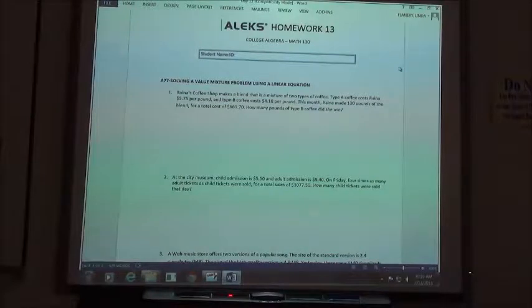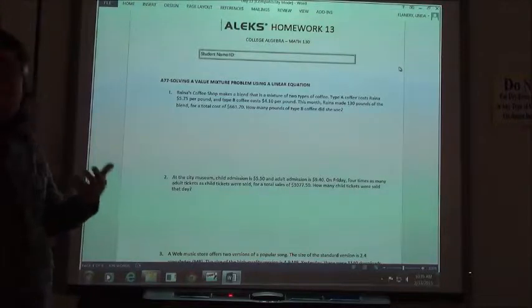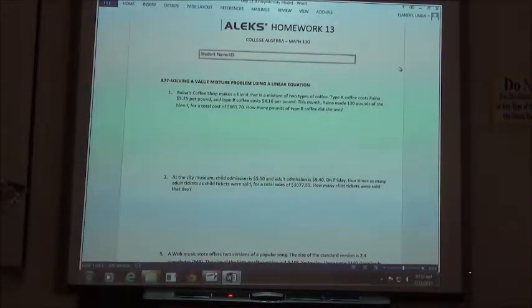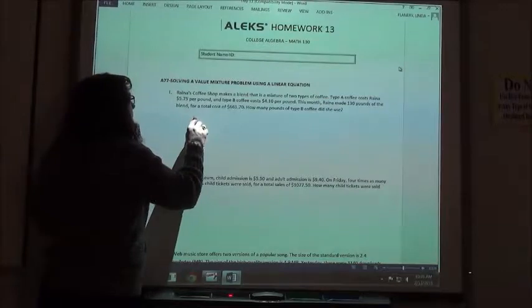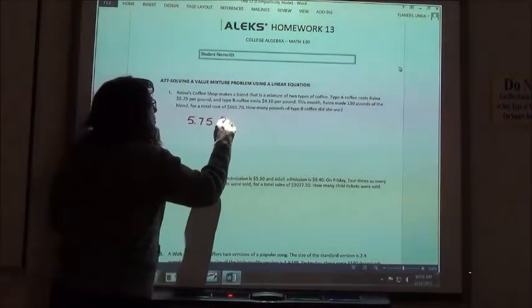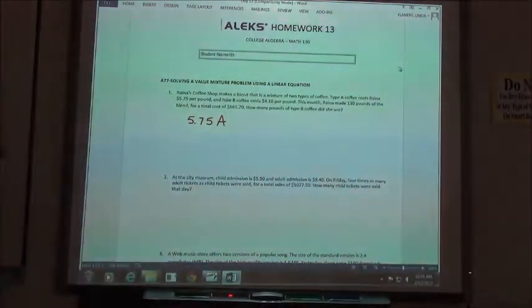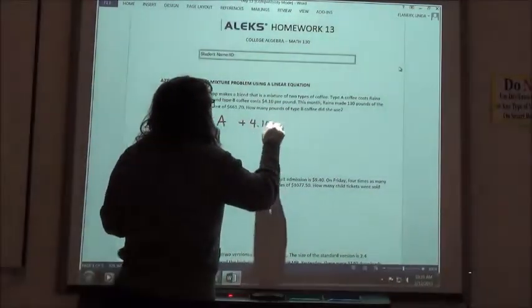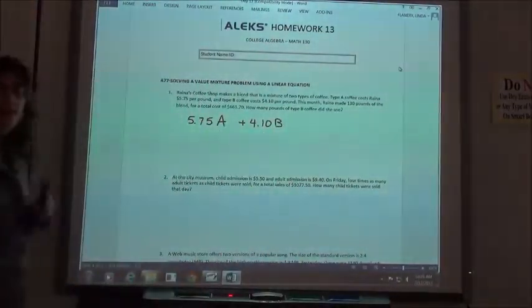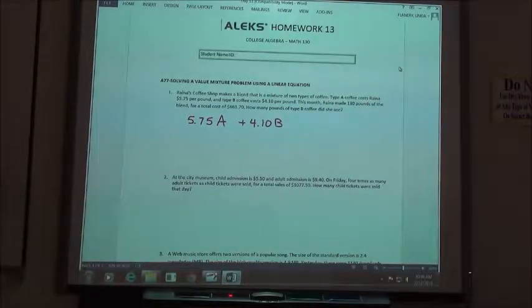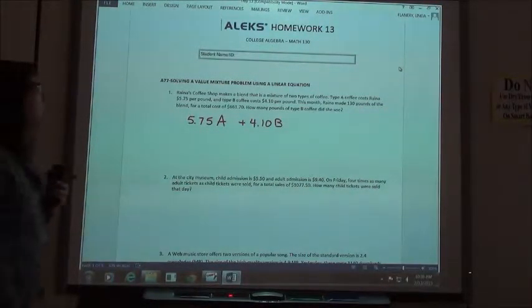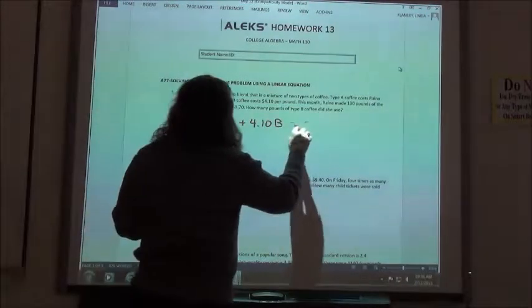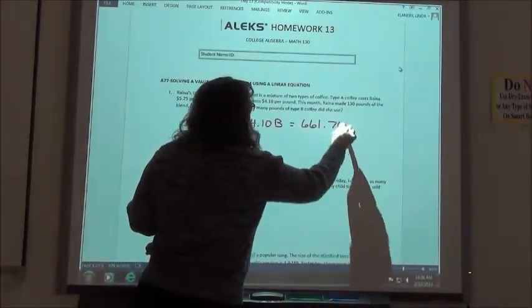So we're going to have 2 equations because we have 2 variables. Anytime you have 2 different unknowns, you've got to have 2 equations. One of them has to do with the costs. $5.75 per pound for type A. So if I take $5.75 times how many pounds of A, I get the cost there. Plus $4.10 per pound for type B. So if I take $4.10 times the number of pounds for B, I get the value of B. We know that the total cost, or the total value, is $661.70.